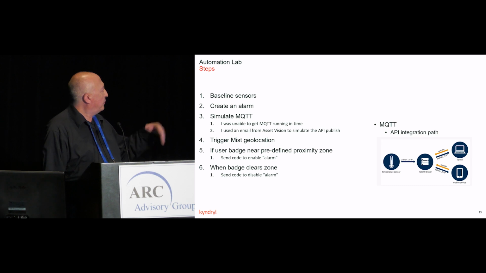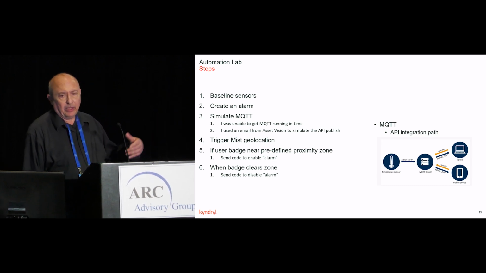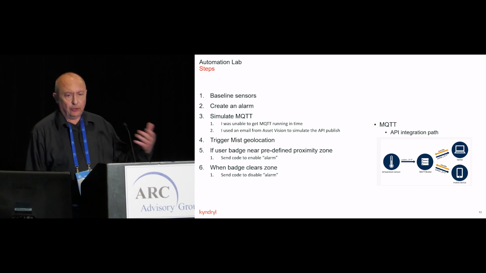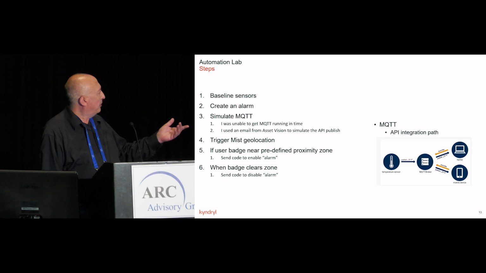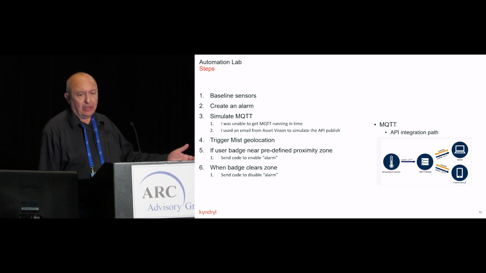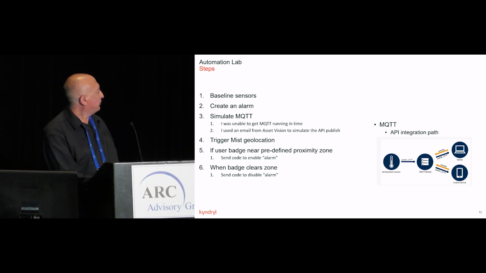So we have the sensors, we baseline them, and create the alarm. We simulated MQTT by receiving the email. When we got the email, we knew that we had triggered an alarm and we took action. Then we triggered the Mist geolocation. It detected that there was a BLE-enabled badge within the secure zone, and it enabled an alarm.